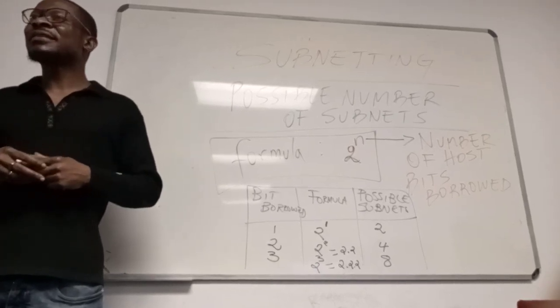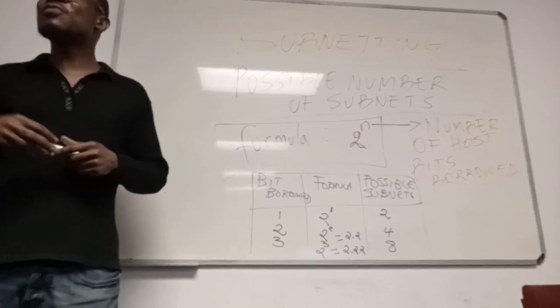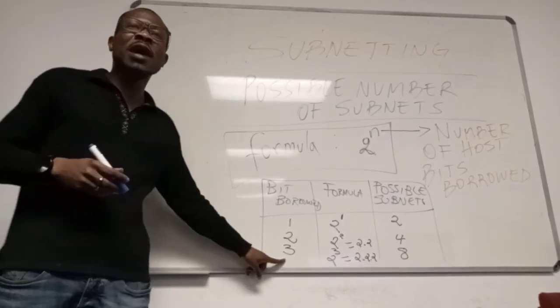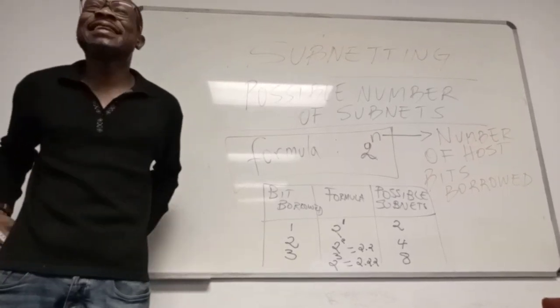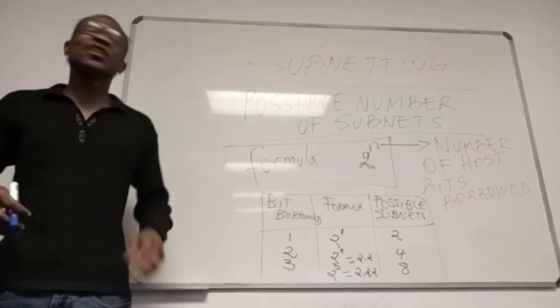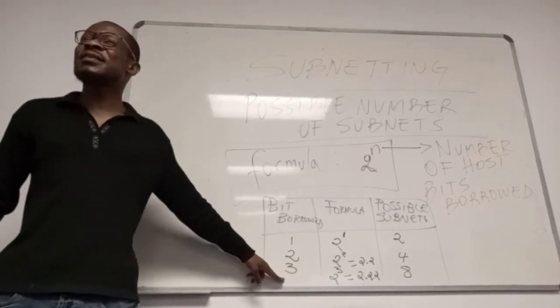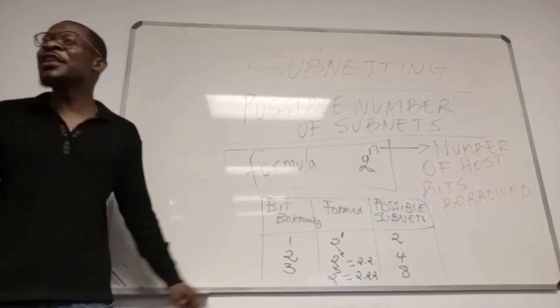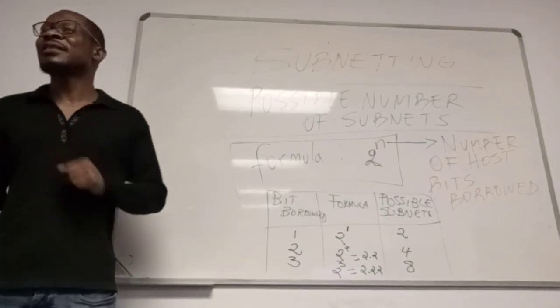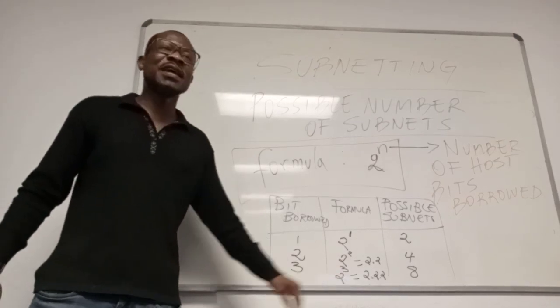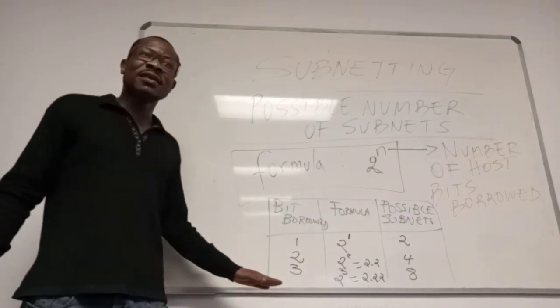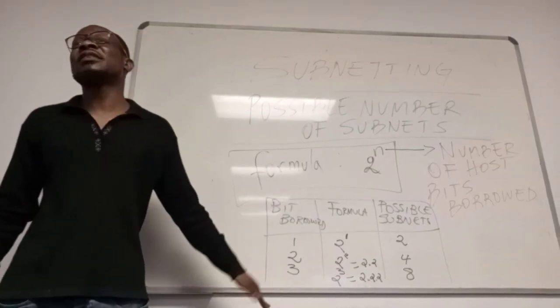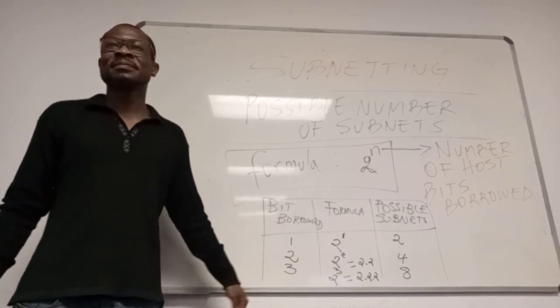Did you understand? Now I'm going to give you an exercise. You must go up to 10 for yourself. When you borrow 4 bits, how many subnets? When you borrow 5 bits, how many subnets? You have to carry on with the table. The table must go up to 10.